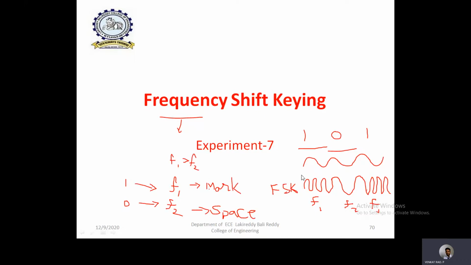How do you obtain this FSK output? By giving the input of some binary sequence of bits. Okay, now let us see.